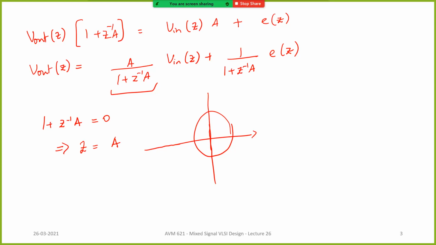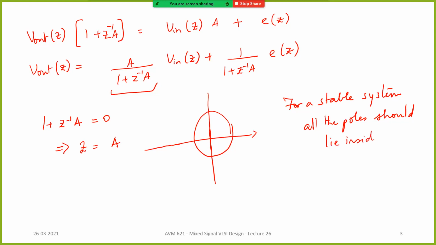Inside the circle. Correct, right? So for a stable system, all the poles should lie inside the unit circle. Correct. But where is this pole located?